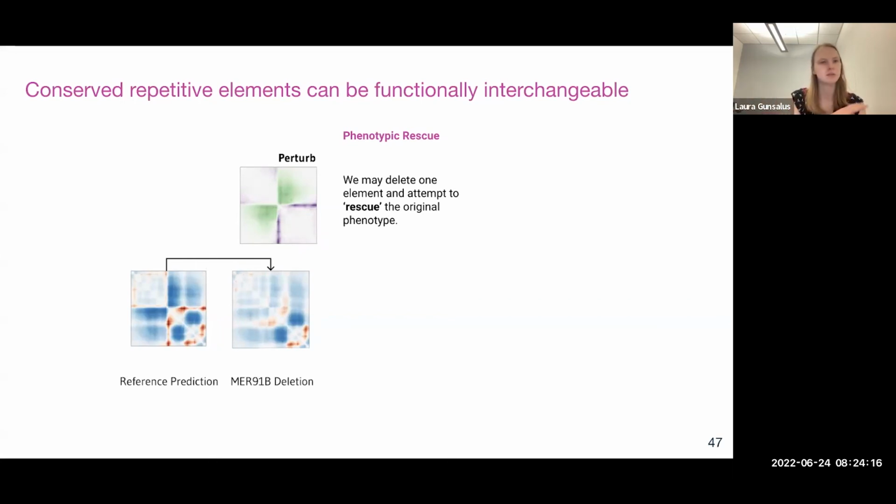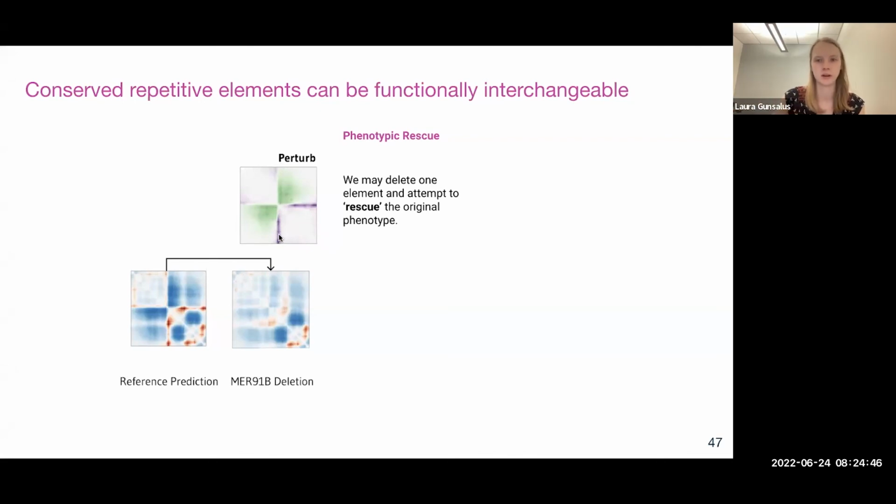And to demonstrate the power of how we can use these types of models to investigate mechanisms, we can not only delete elements, but we can also insert them back into the genome. So here we have one example of a particularly detrimental MER91B deletion. Here's the reference map on the left with no deletion whatsoever. And when we delete this element, which is around 250 base pairs, we see the complete loss of this boundary here.